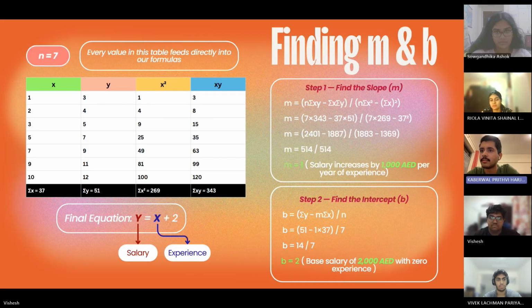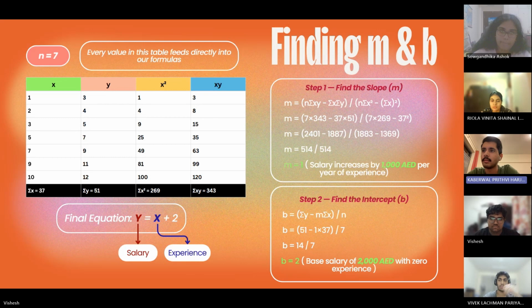That means that the slope is 1. This indicates that the salary increases by 1000 AD per every year of experience. So the slope of the graph represents the increase in the salary, and as m is 1, the increase in salary is 1000 per year.